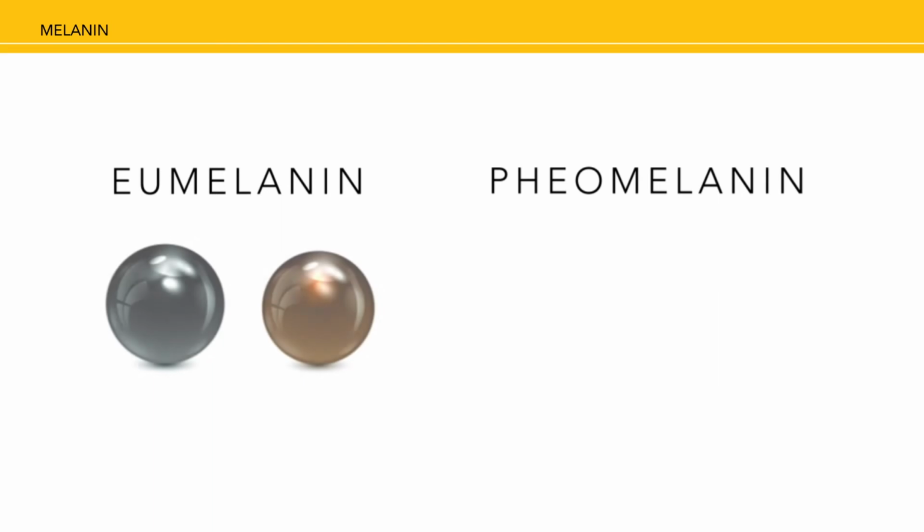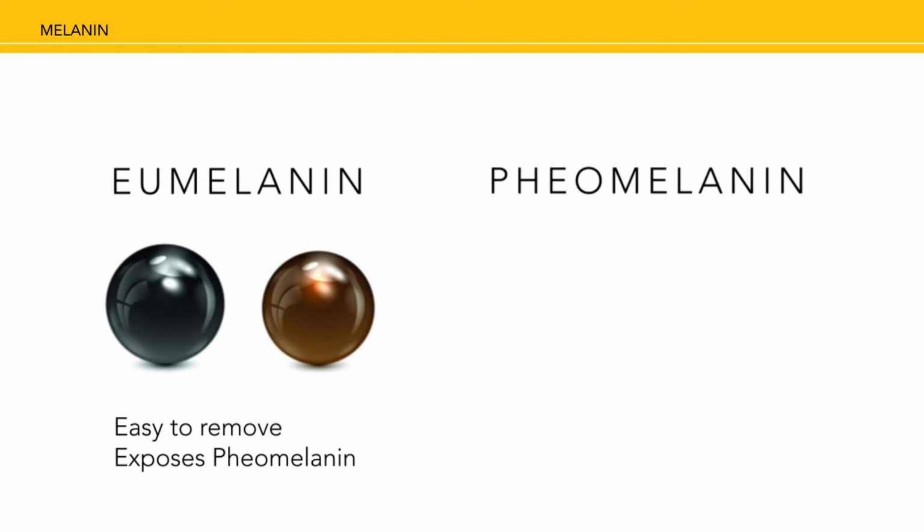There are two types of this pigment, and it can present as brown and black. This is a dark pigment that is dominant in black and brown hair. A small amount of brown eumelanin will be found in lighter shades of blonde. Eumelanin is easily removed, lightened from the hair, exposing the pheomelanin pigments.